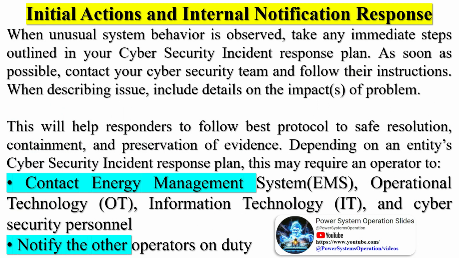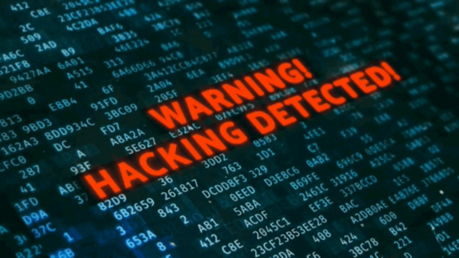Initial actions and internal notification response. When unusual system behavior is observed, take any immediate steps outlined in your cybersecurity incident response plan. As soon as possible, contact your cybersecurity team and follow their instructions. When describing the issue, include details on the impact of the problem. This will help responders to follow best protocol to safe resolution, containment, and preservation of evidence.